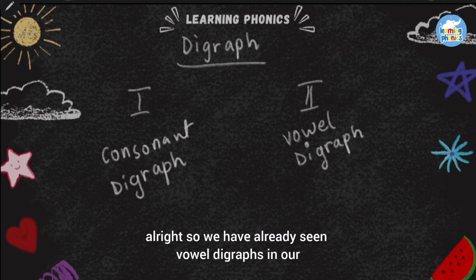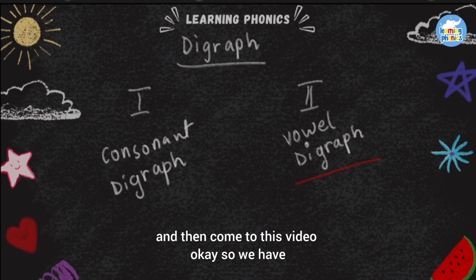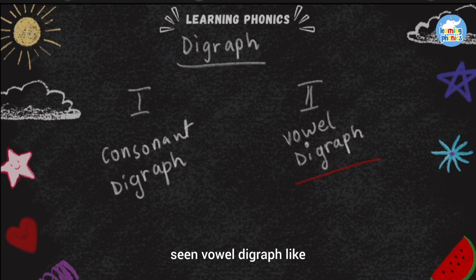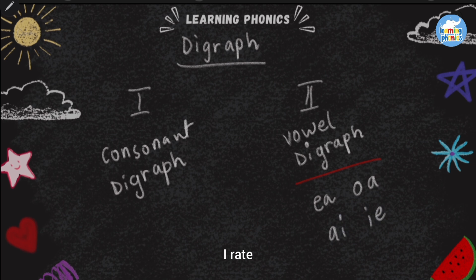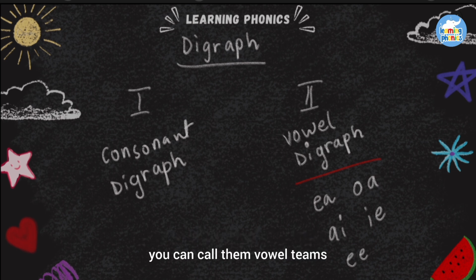Alright, so we have already seen vowel digraphs in our series where we have covered the long vowel sounds. So if you have not seen that video, I must tell you, please go and watch that first and then come to this video. Okay, so we have seen vowel digraphs like EE, OA, AI, right? We have seen all these vowel digraphs. These are also called vowel teams. Okay, just to explain it to your children, you can call them vowel teams or vowel digraphs.